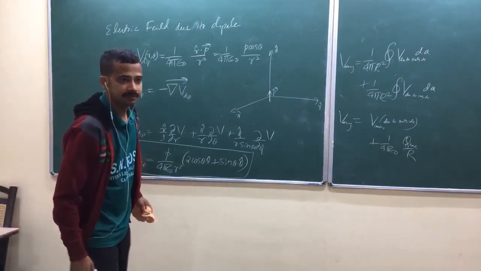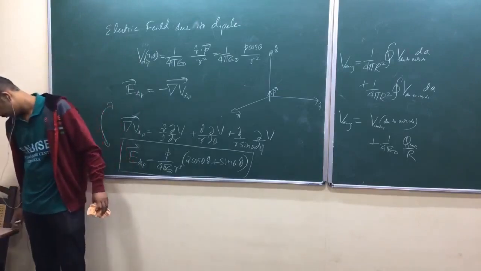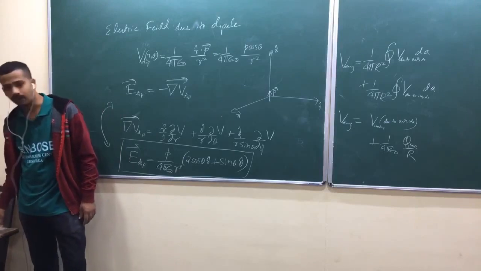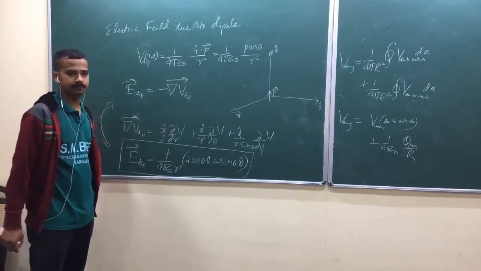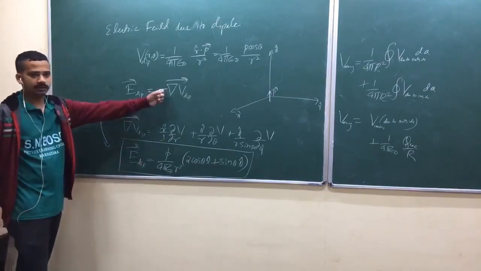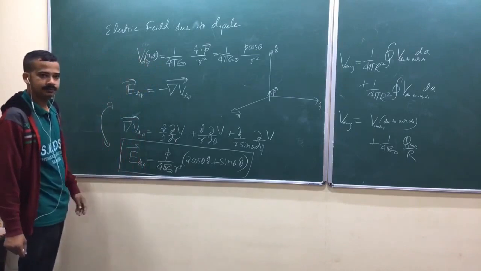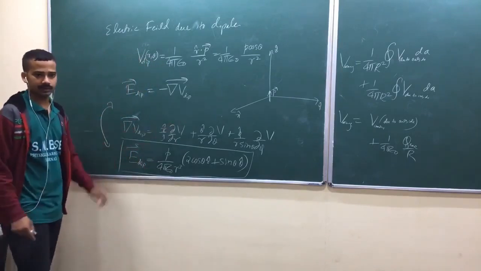Yeah, speak out. No negative sign. Cos theta, minus sin theta. 1 by r, minus 1 by r. And one more negative sign here in the gradient. Negative gradient, okay? I have taken that negative sign here.